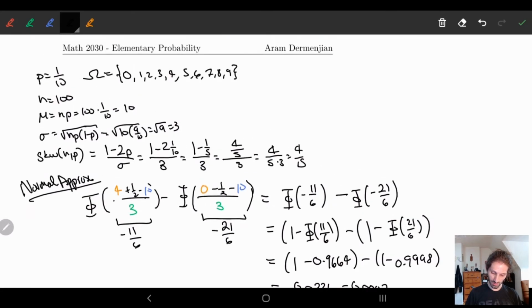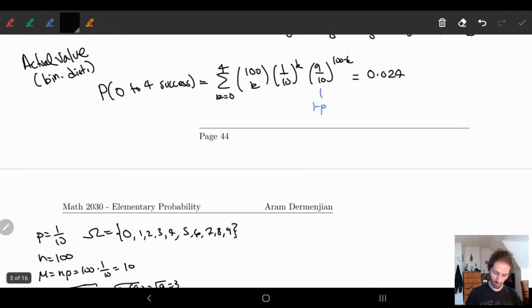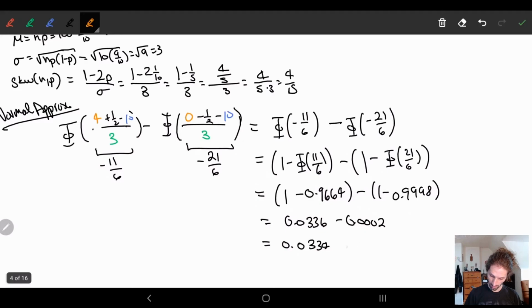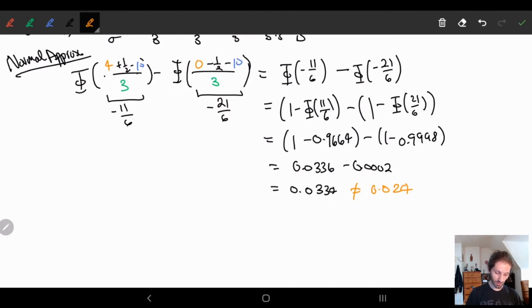You'll notice the 0.0334 is nowhere near the 0.024, and it's not that good of an approximation. And p is only 1/10. So let's see how this skewness factor, whether this actually helps us, or what happens when we look at the skew factor. So let's look at skew normal, and let's see how close we get to the actual value.